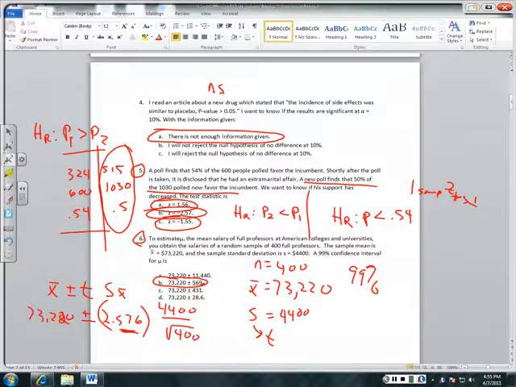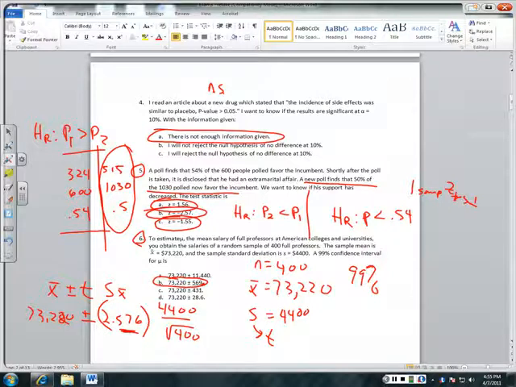So the other way to work this one out is just to use your calculator. In fact, that's the way I did it. Stat, tests, t-test, and stat, tests, t-interval. And then the x-bar is 73,220. The sample standard deviation was 4,400. Sample size 400. And we're doing a 99% confidence interval and calculate.